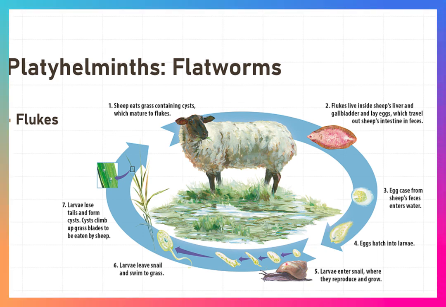The larvae reproduce inside a snail, and then the larvae leave the snail and swim to the grass and end up in the grass. They lose their tail and form the cyst, and then the cycle goes again. There are many of these parasites that require two organisms in order to reproduce: the sheep, and in this case, the snail.